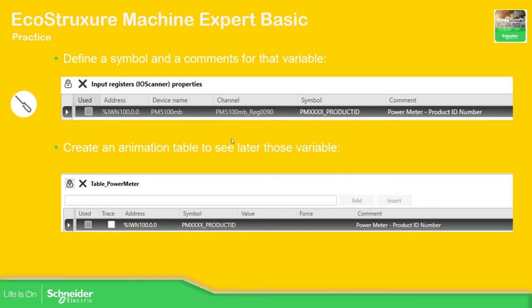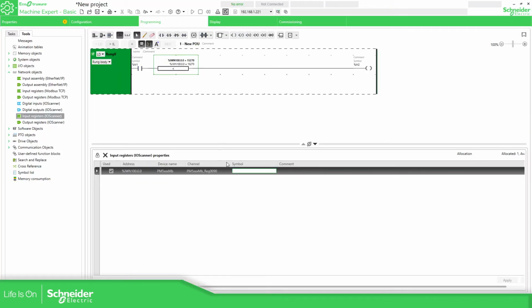No, yes. So what we're going to do is to define a name, a symbol for that variable, and also a comment, and create an animation table to see that variable. So let's go back here, symbol PM5XXX product ID, and here we can specify power meter product ID number.